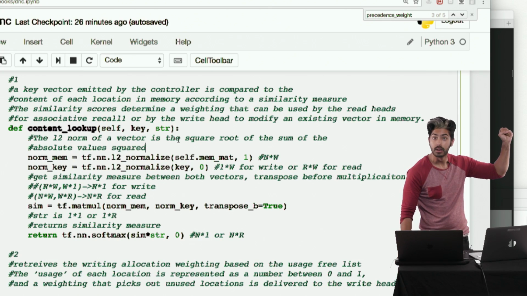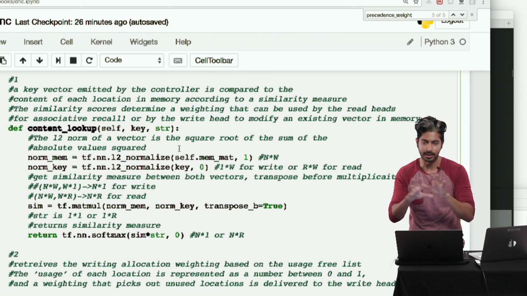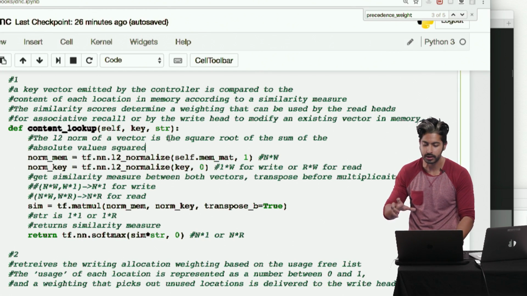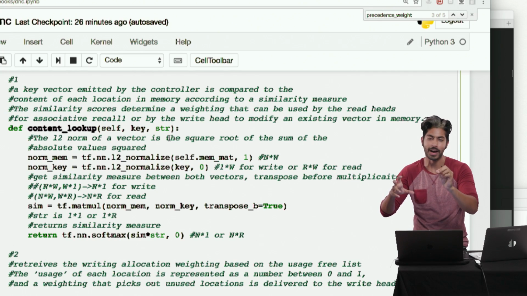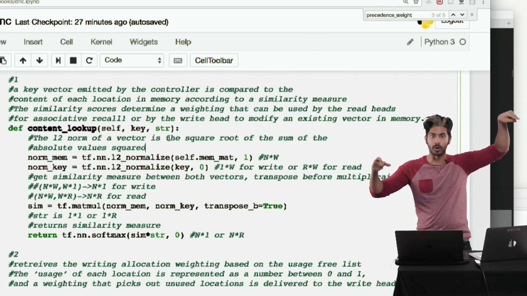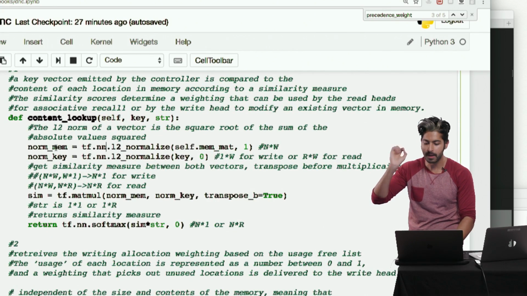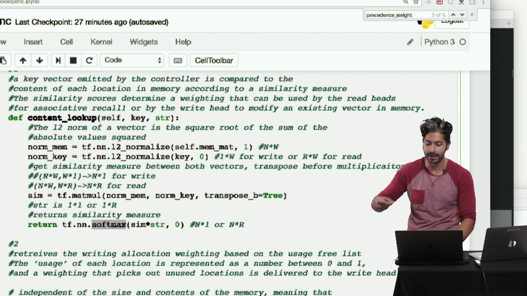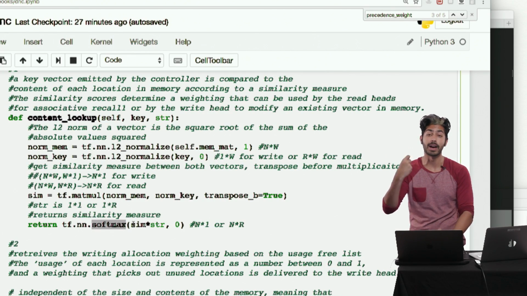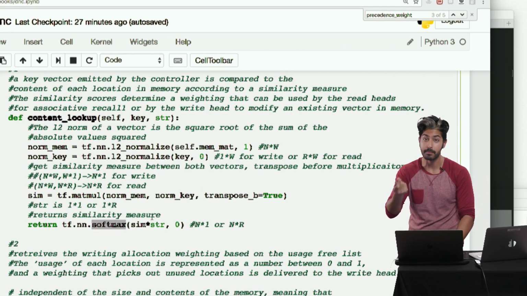So we have a key, a read key, and we then compute the L2 norm, which is a way of normalizing a vector. It's a standard formula for normalizing a vector. It's a square root of the sum of the absolute values squared. So if we take all of the components of a vector, square them, and then square root it, that's going to be our L2 norm. And we'll do that for both the memory matrix and the key, and then we'll perform a matrix multiplication to compute the similarity, and then we'll squash it with a softmax and return that. And that's going to give us a probability value that is a percentage of how similar the key is to the memory matrix.